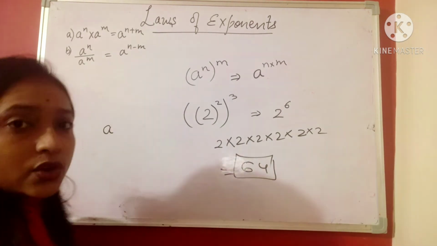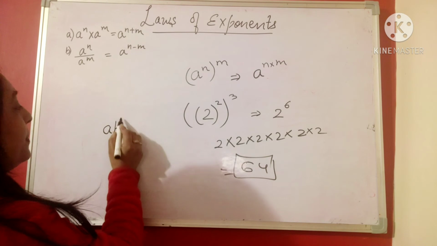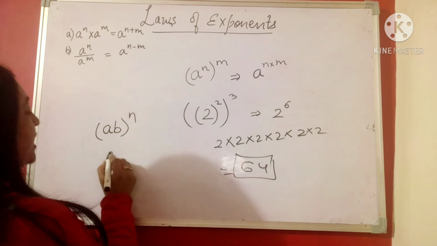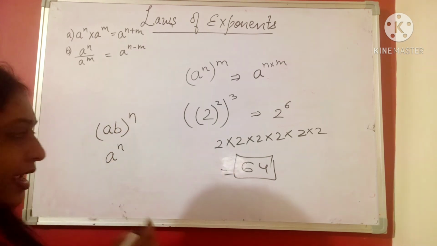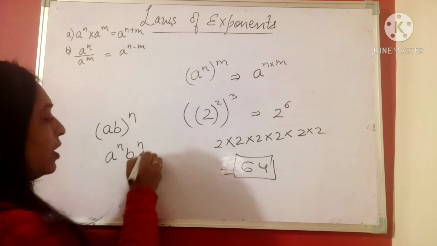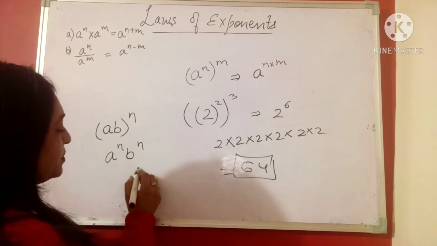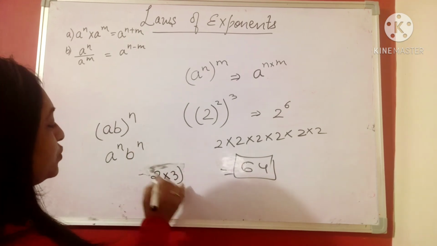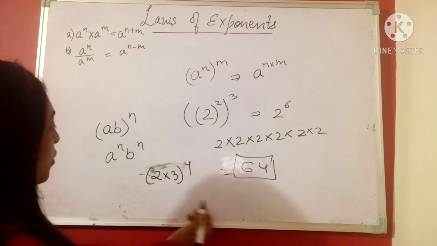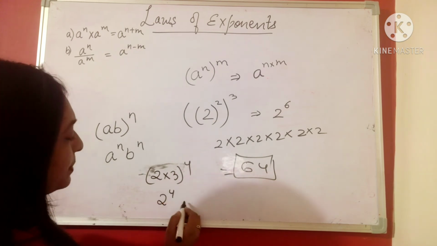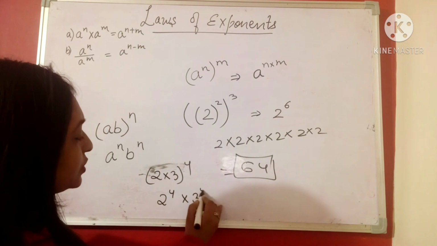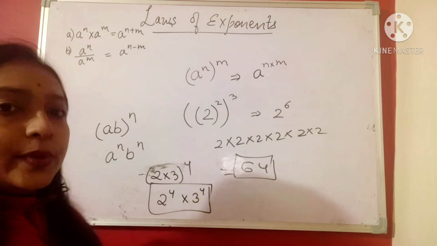Right. Now the next law says a into b raised to the power n, then we can write a raised to the power n into b raised to the power n. What does it mean? 2 into 3 raised to the power 4, suppose, which can be written as 2 raised to the power 4 into 3 raised to the power 4, and this becomes the answer.